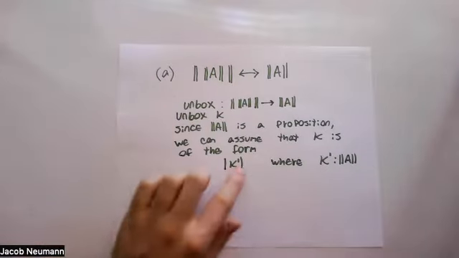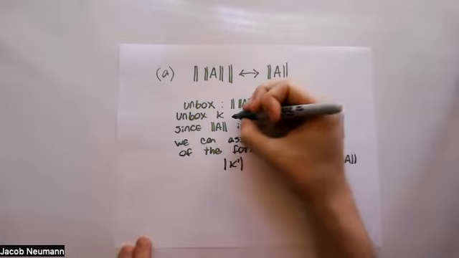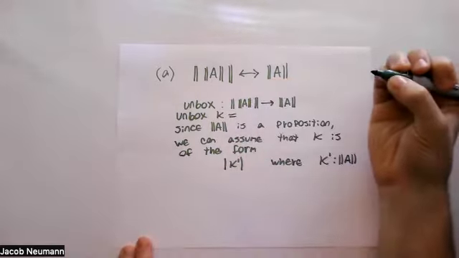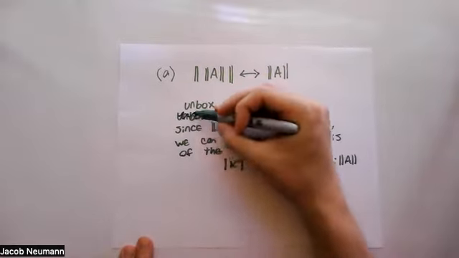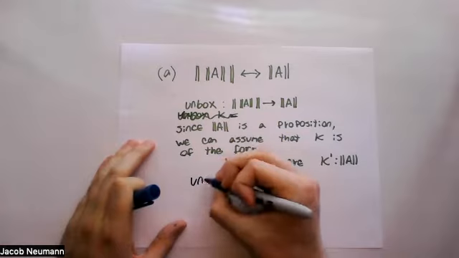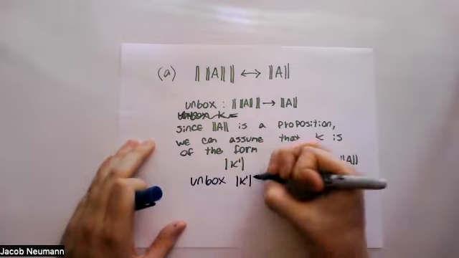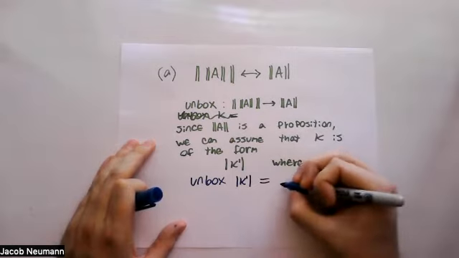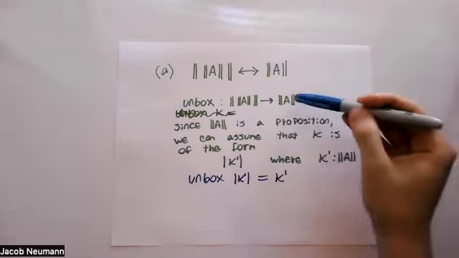Okay, so we can assume that. So this gives us access to this K prime, which is a term of type truncation A, and so we can say that the unbox of truncation K prime is K prime, because that's of the correct codomain type.